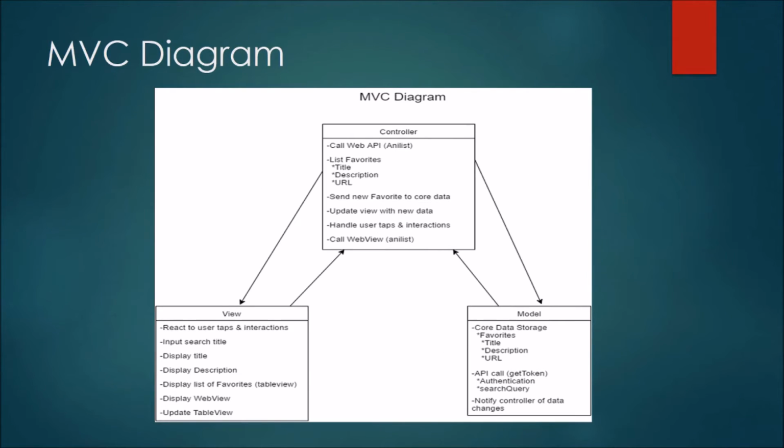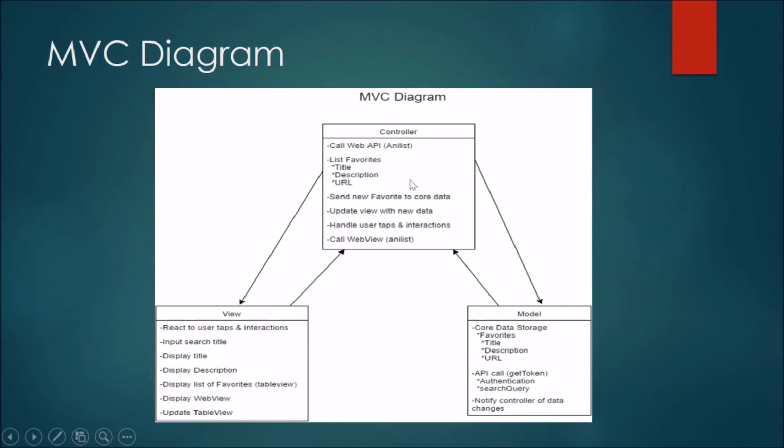So trying to follow the MVC architecture, we have here a model, a controller, and a view. In our view, we'll have our typical displays and user interactions. So you can input your search. It'll display the title, description, list of favorites, web view, table view, etc. We'll have the controller managing what happens here and how it connects to the model. And our model will have things like accessing core data, like our favorites, our title, description, URL, etc.